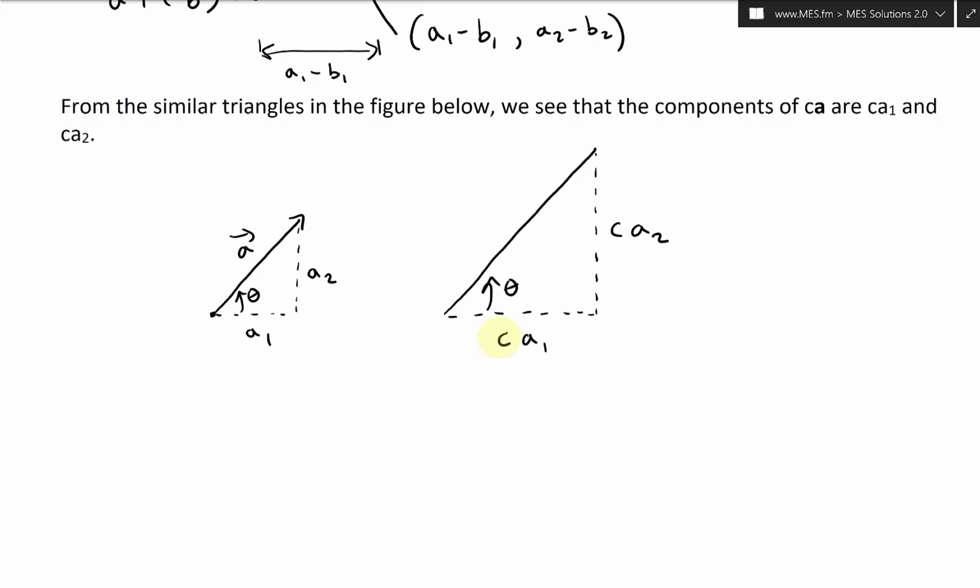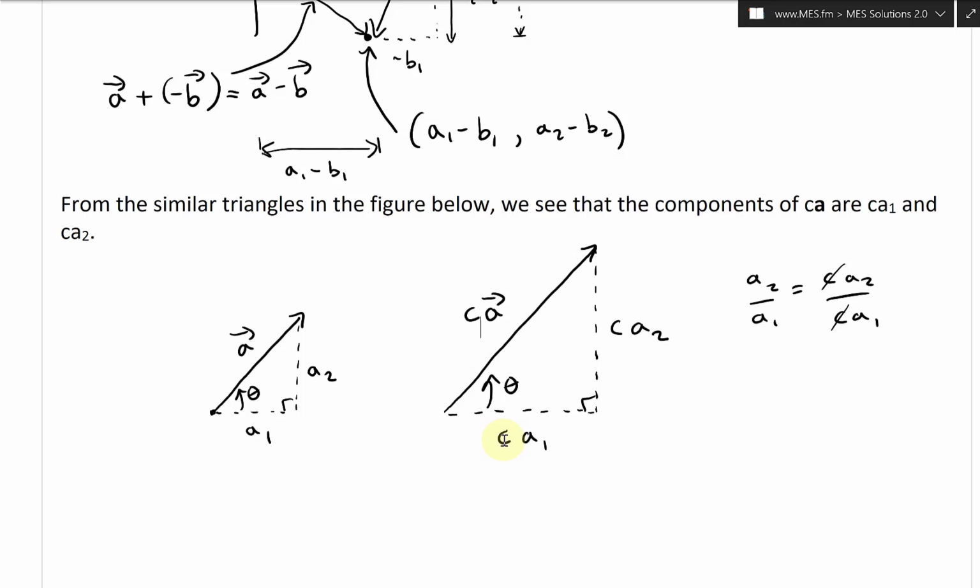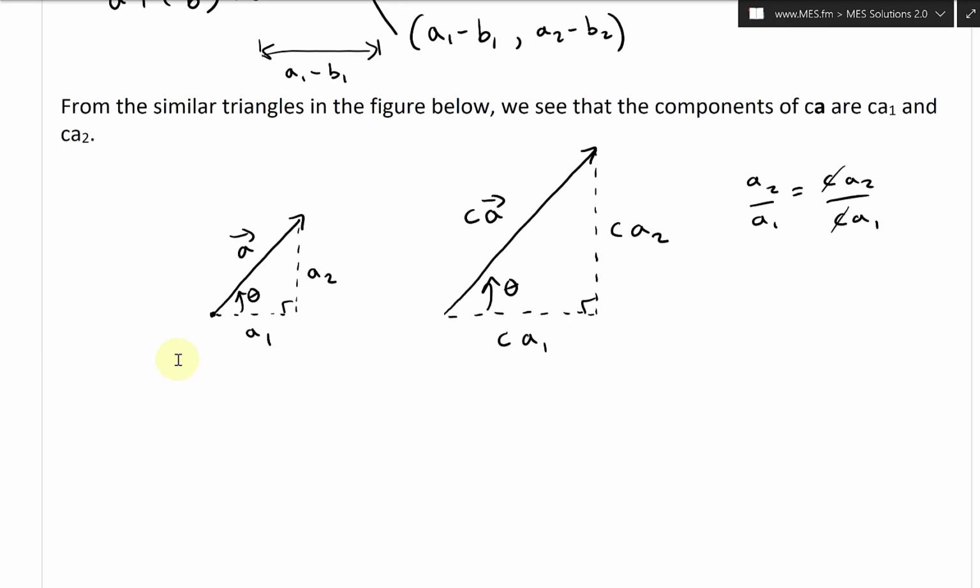And notice the ratio A2 over A1 is equal to CA2 over CA1, and these cancel. So it has to have the exact same angle, like that. And then this is the vector, and this is going to be C times it. So remember, when it's components, all you're doing is changing the components by scaling them up. You're just scaling the vector up. Because remember, the vector just points to that point there, and that point is CA1 horizontally and CA2 vertically. And yes, so that is what we have.